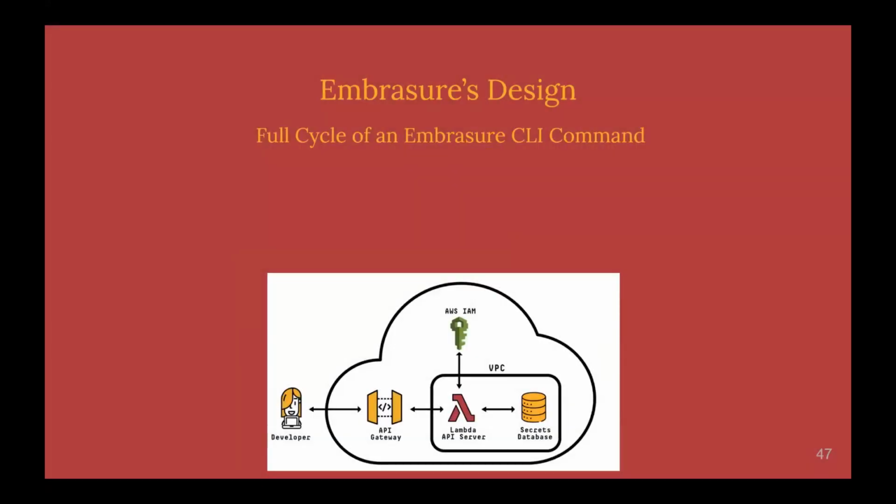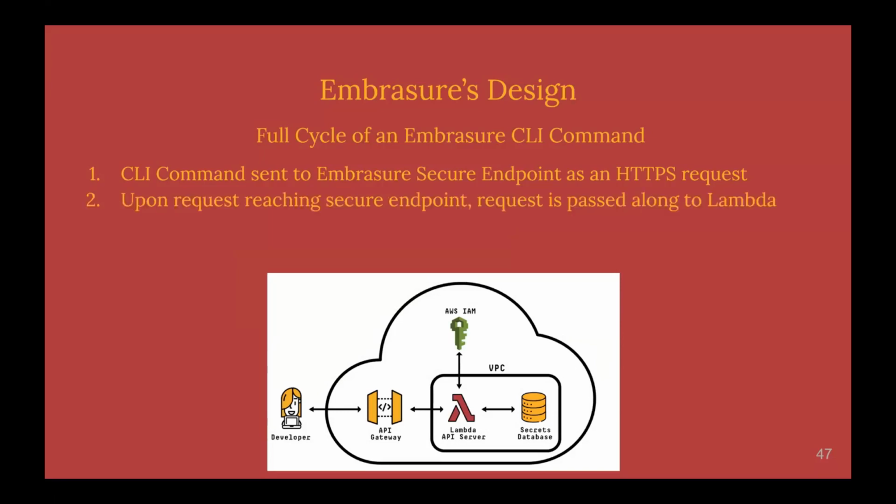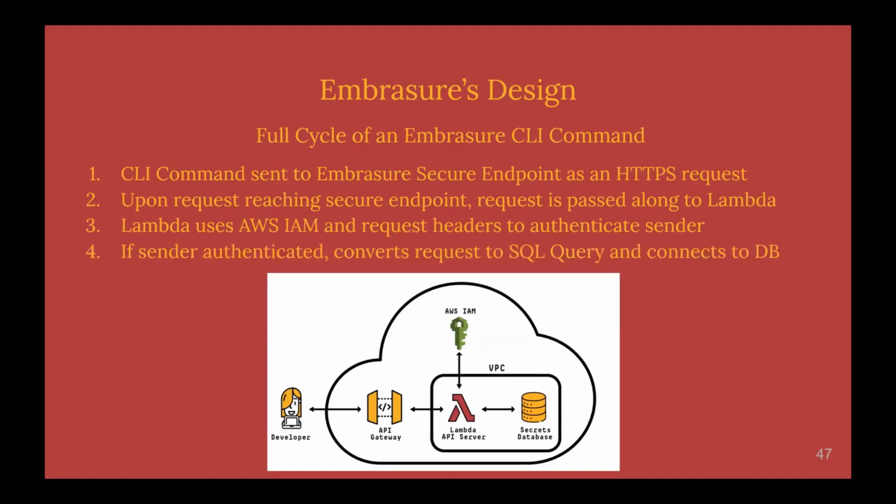So now that we've finished our walkthrough of Embrasure's architecture, let's take a minute to see it through the lens of a CLI get secret command issued by a user. The request response cycle begins with a user executing a CLI command. That command is converted to an HTTPS request and sent to AWS API Gateway's managed endpoint. API Gateway then routes the request to an available AWS Lambda within the VPC for processing. The request headers are processed by the Lambda using IAM to verify the user's identity. And then the request is converted to a SQL query and sent to the database.